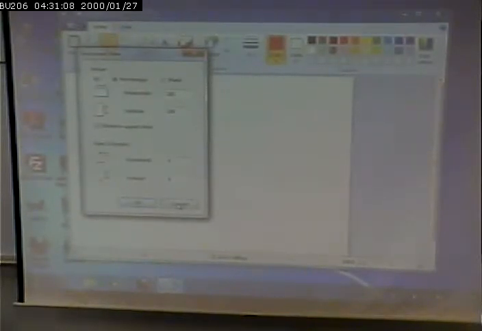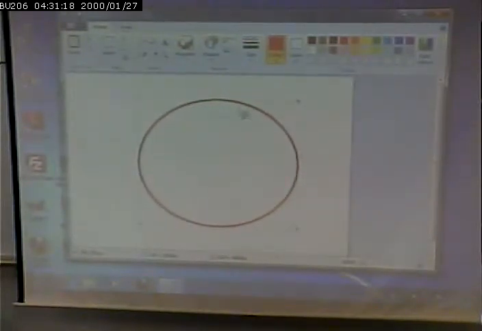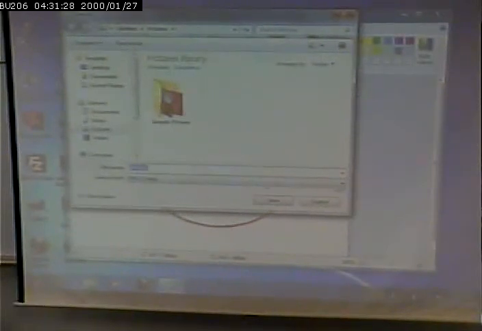All right, here I am in Paint. Okay, here I am, and I'm going to draw a circle. All right. So there I have it. I have a red circle. I'm going to save this. I'm going to save it as a BMP file.